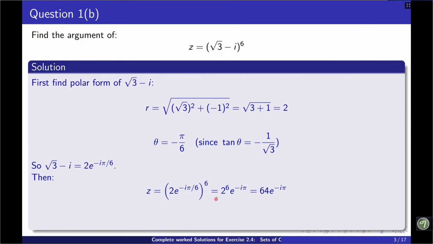This 64 is obtained from 2 to the power of 6, that is r to the power of 6 of the complex number. And thus z is equal to negative 64, a real negative number. And so the argument of z is equal to pi or negative pi, since it is on the horizontal axis, so the angle could be pi or negative pi.